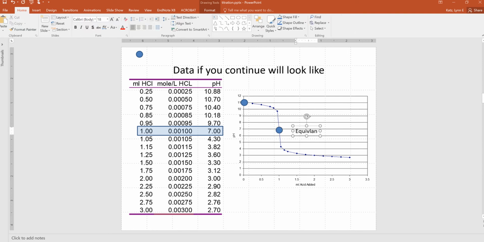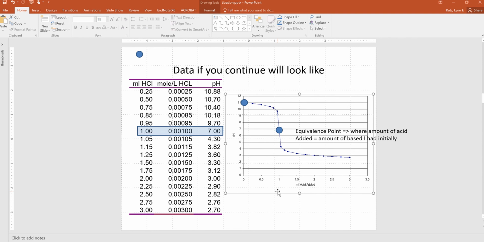And what it says is, this is where the amount of acid I added is equal to the amount of base I had initially. So, given that I know the milliliters of acid, I can apply M1V1 equals M2V2, as I did previously, to identify the concentration of NaOH that I had initially. That's how I do a titration.